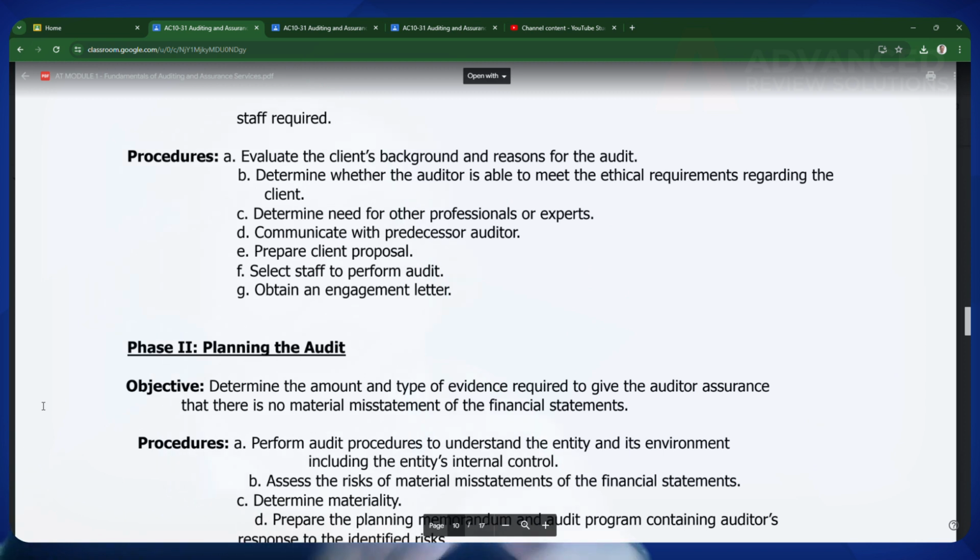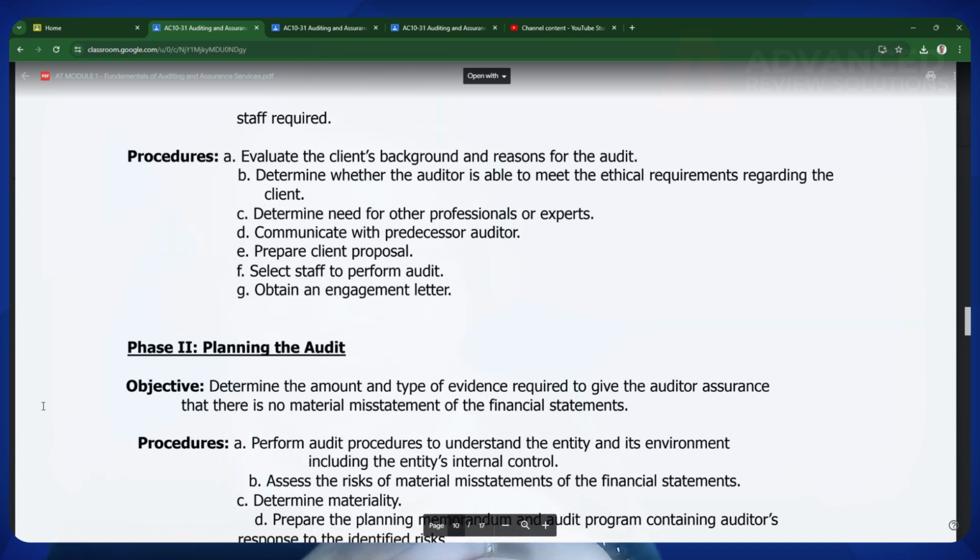Ano gagawin mo, no? Ano yung mga procedures, no? Number one, you will evaluate first the client's background and reasons for the audit. Siyempre, ba't ka magpapa-audit, no? Ano ba yung background mo? Baka may anomalya to, no? Letter B, determine whether the auditor is able to meet the ethical requirements regarding the client. Yan. Halimbawa, we will discuss more about code of ethics later. No? Determine need for the other professionals or experts. Yes. Okay, so ibig sabihin, kung kailangan ng expert, kailangan din.